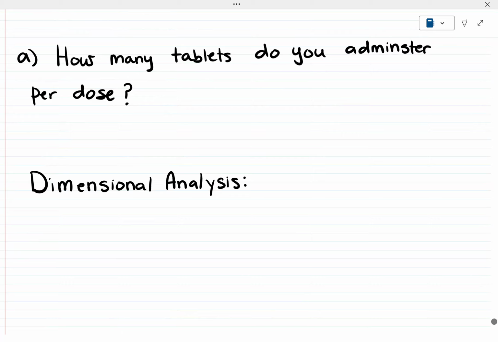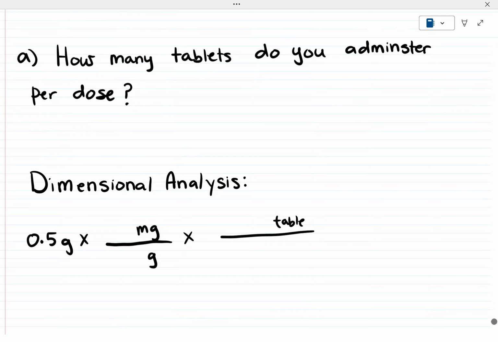So we're going to start with what we were given: 0.5 grams times a fraction. We can't just go from grams to milligrams; we have to first convert grams to milligrams, right? So we put grams on the bottom because I want to get rid of this grams, and then mg, milligrams, times what we were given: for one tablet, there was 250 milligrams.